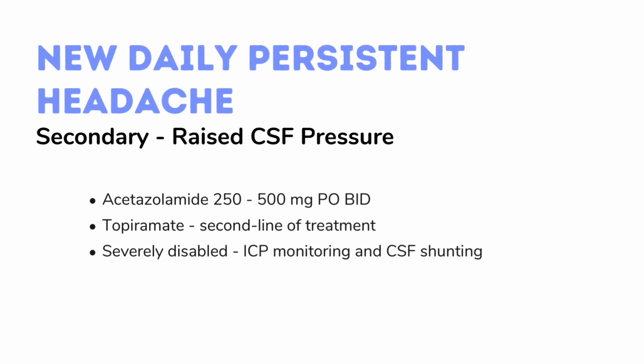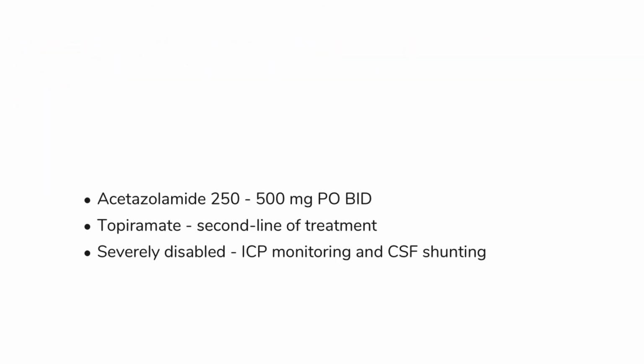For raised CSF pressure, the carbonic anhydrase inhibitor acetazolamide is used to lower CSF production. Topiramate is a second line of treatment. ICP monitoring and CSF shunting may be done for severely disabled cases.